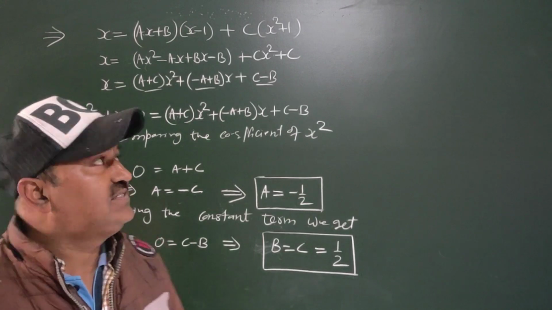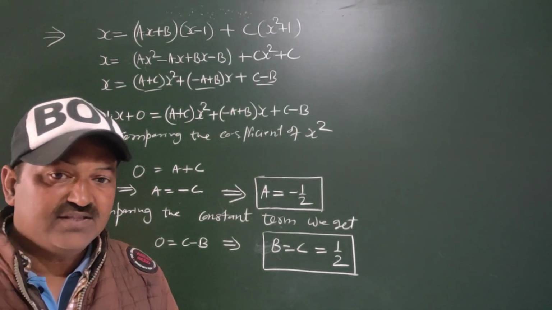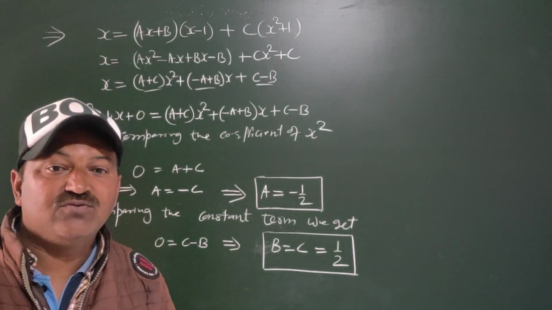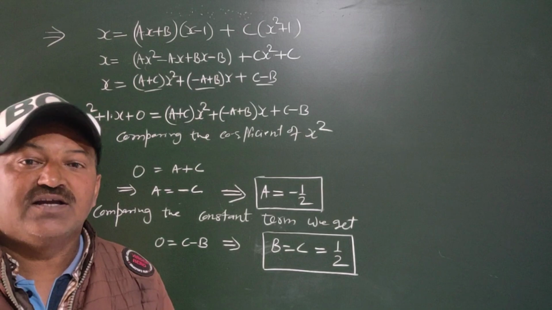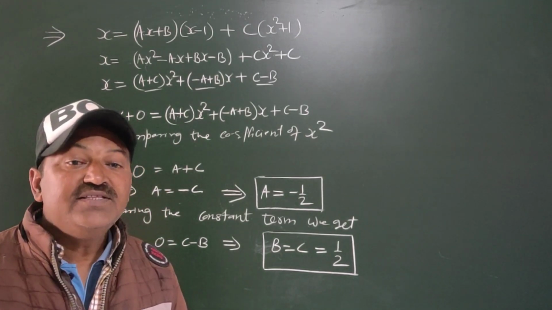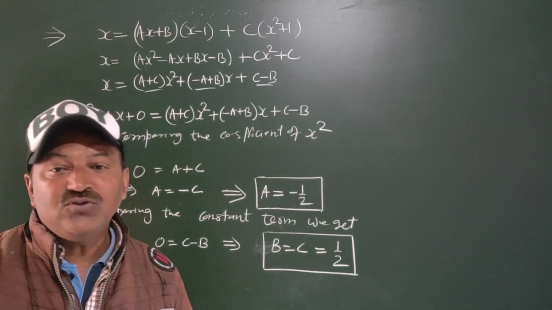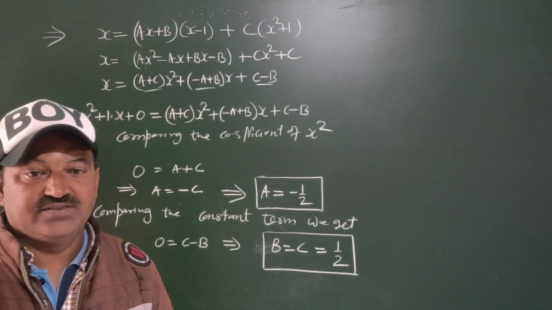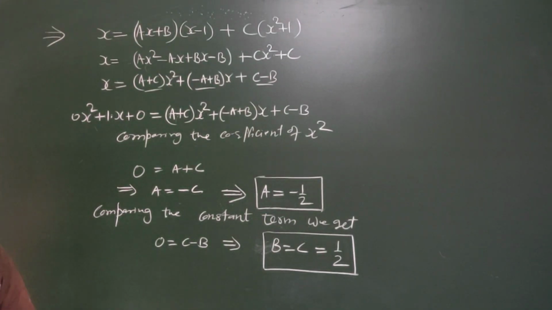Hence, these partial fractions become. These are the constants which we have calculated by the previous method as well as by the comparing the coefficient method. In these type of questions, we have to adopt both methods to find the constants. Now let us find these fractions.